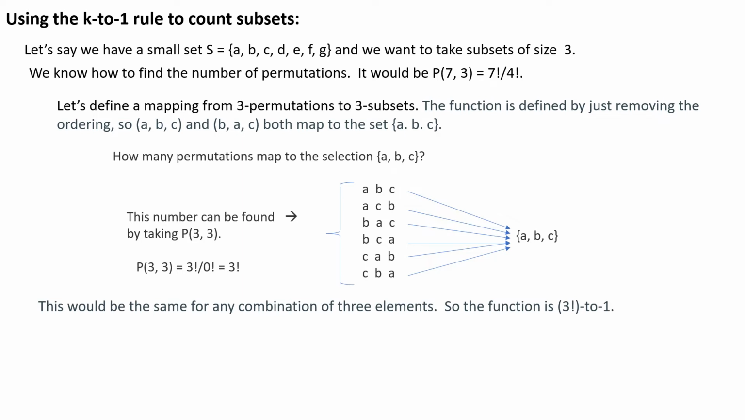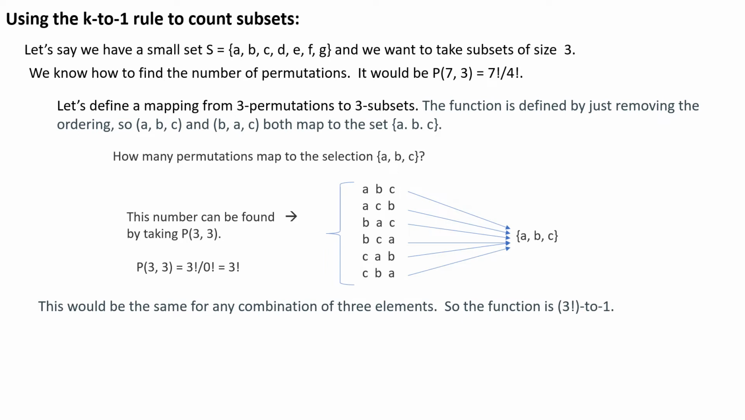So we would say that the function is 6 to 1. I have here that the function is 3 factorial to 1, just because the permutation was found by 3 factorial. But we could probably better say it as a function that's 6 to 1. Okay, 6 to 1. So now we're going to use the k to 1 rule.